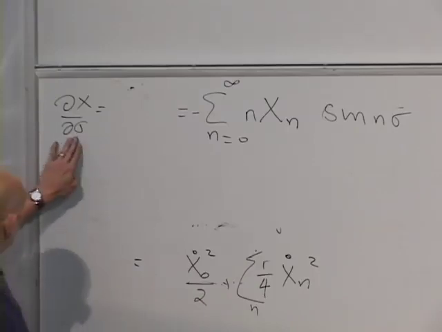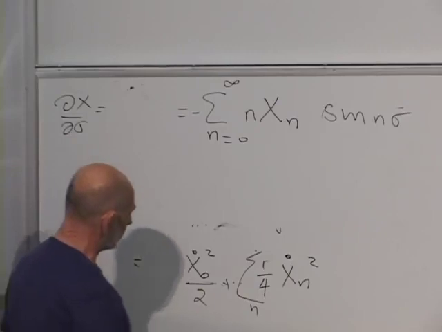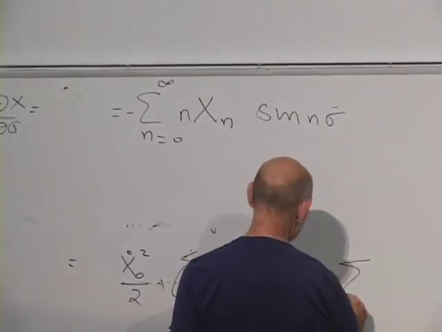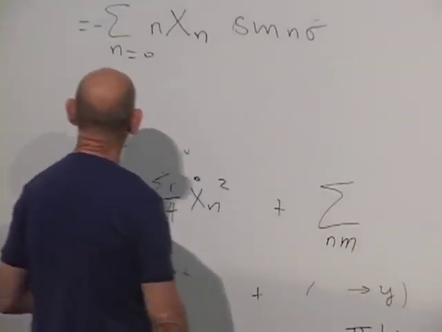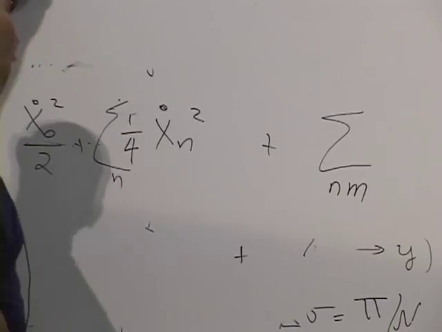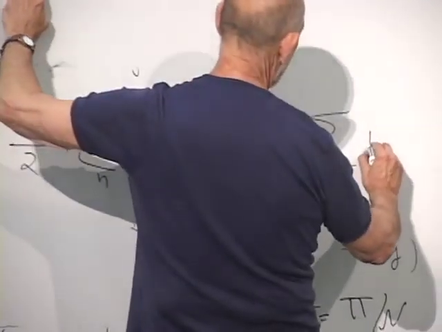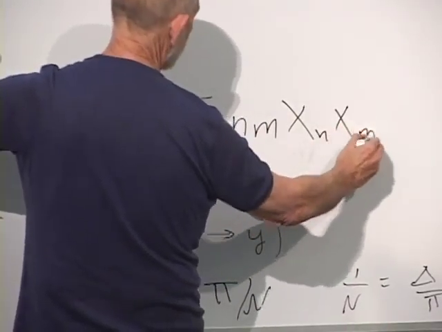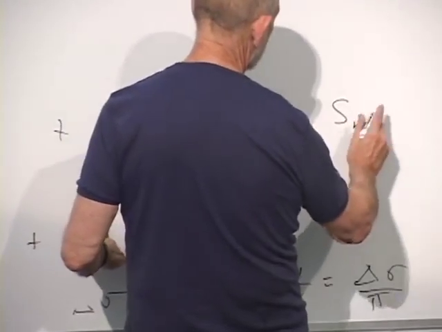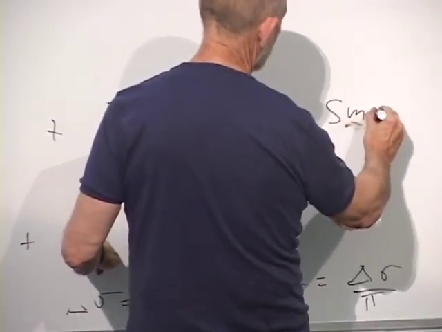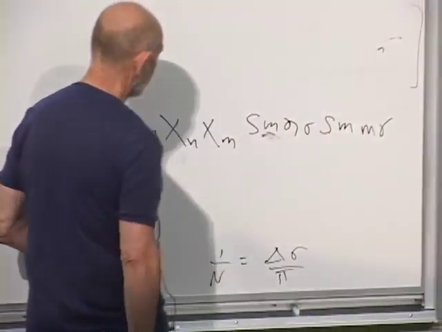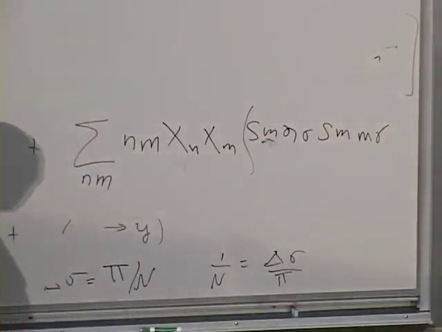Okay, so now let's write down the square of dx by d sigma. We'll be adding a sum over n and m again, because we're going to square this. When we square it, the minus sign goes away, and we'll have n times m times xn xm sine n sigma sine m sigma. And this gets integrated. What am I missing? Anything? Yeah, 1 over 2 pi.